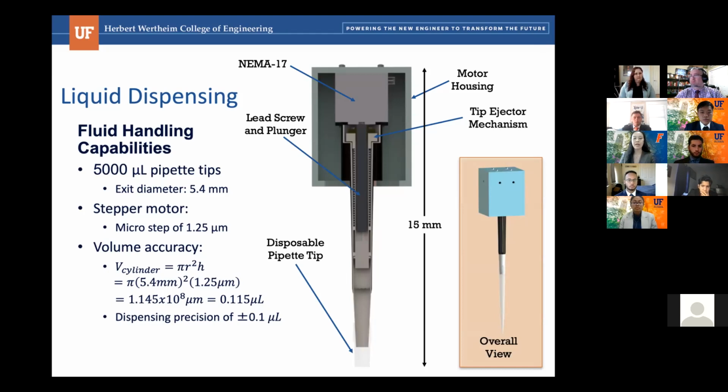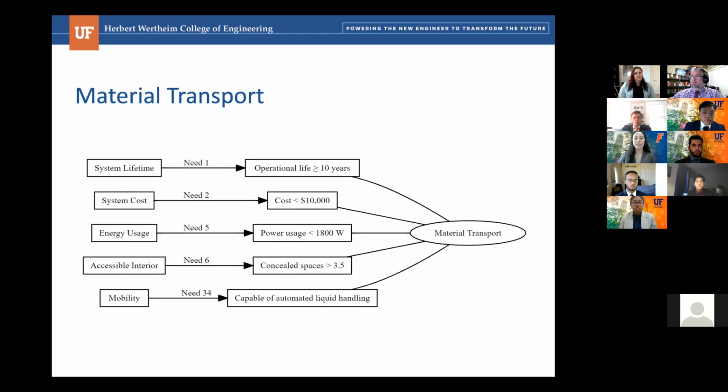And then one of the calculations done to ensure that it meets the customer needs is the volume accuracy. So I modeled the disposable pipette tip as a cylinder and used the exit diameter to ensure that we could create the volume accuracy that the customer specified for this subsystem. And with that, I will pass it on to Henry to go further in depth for the material transport subsystem.